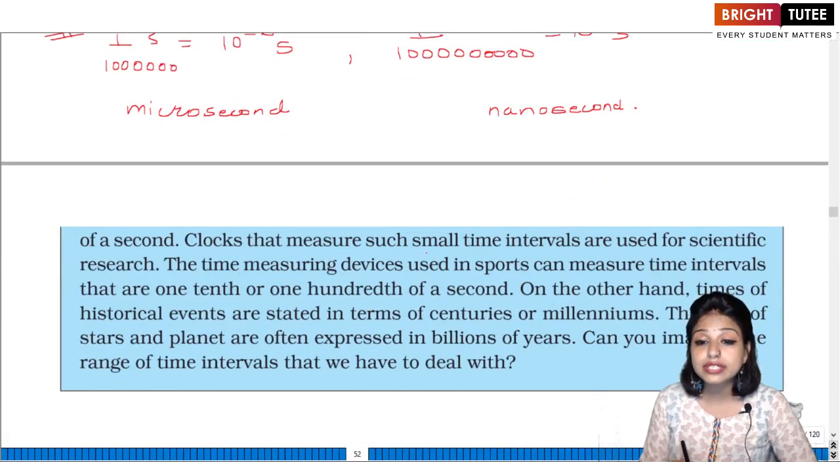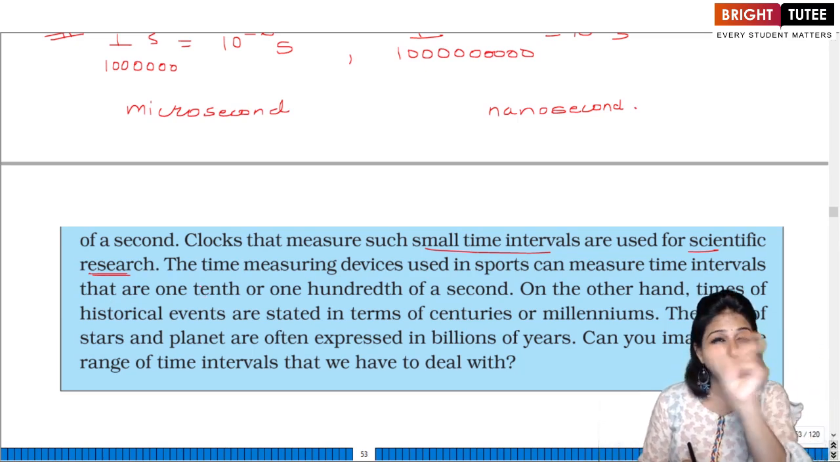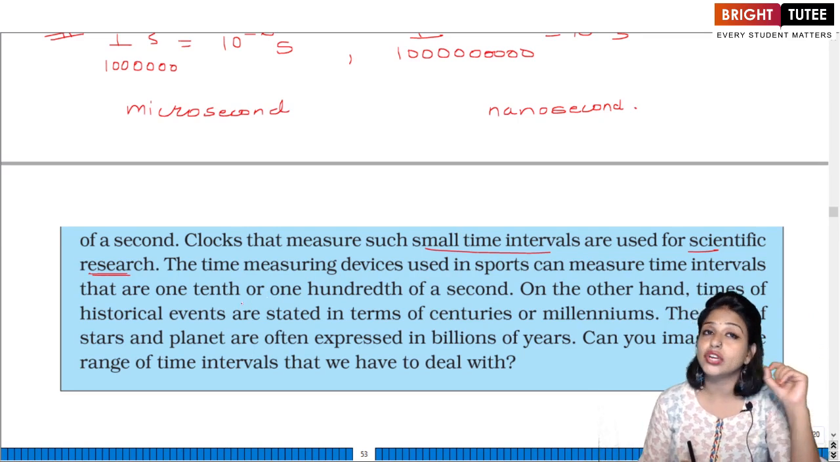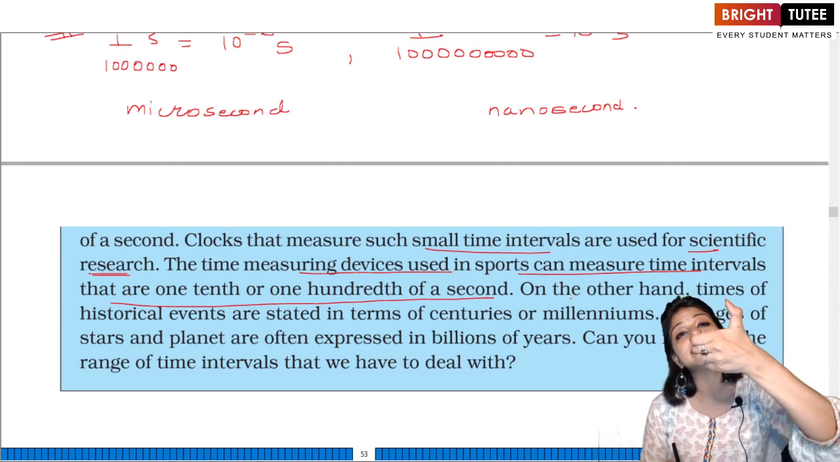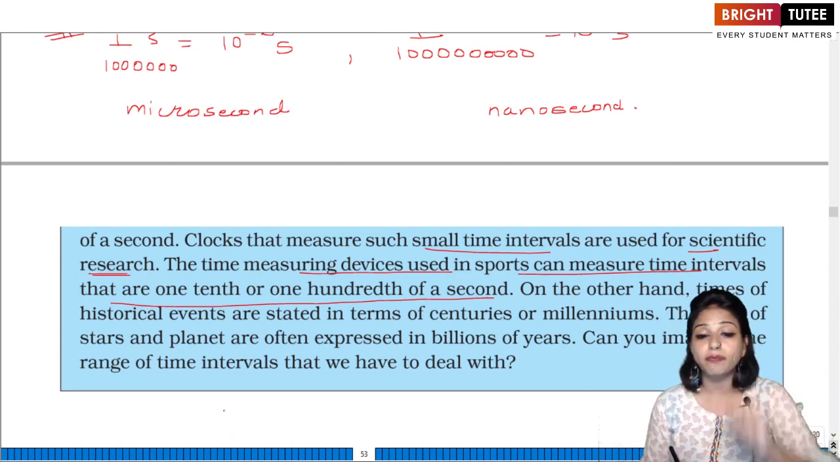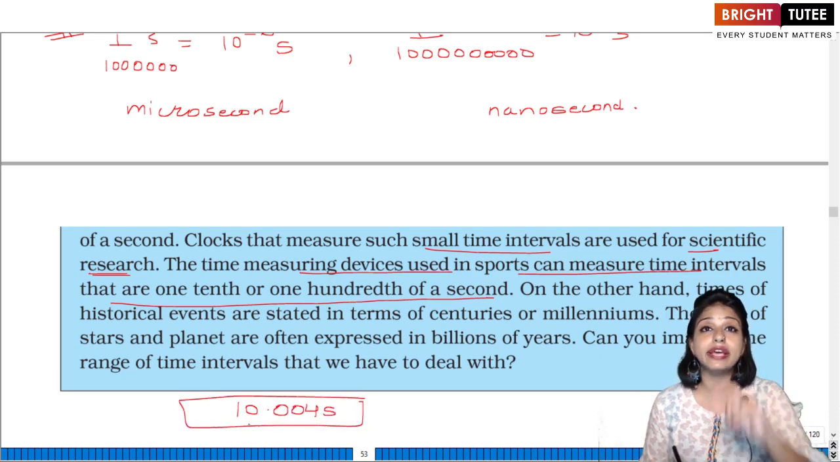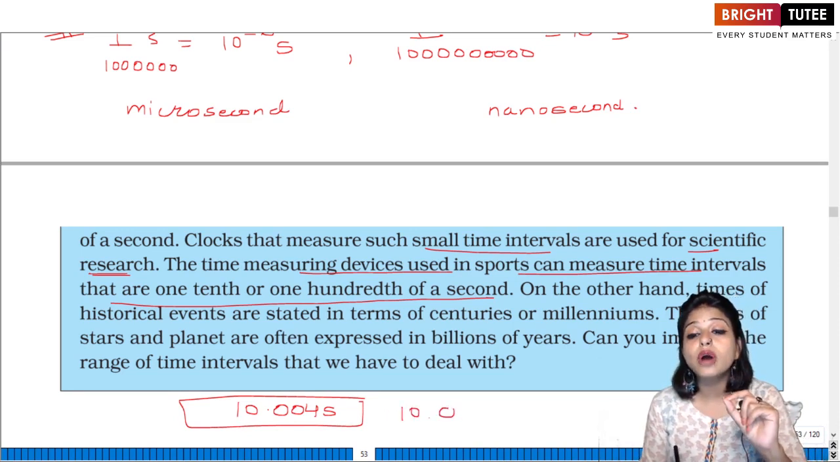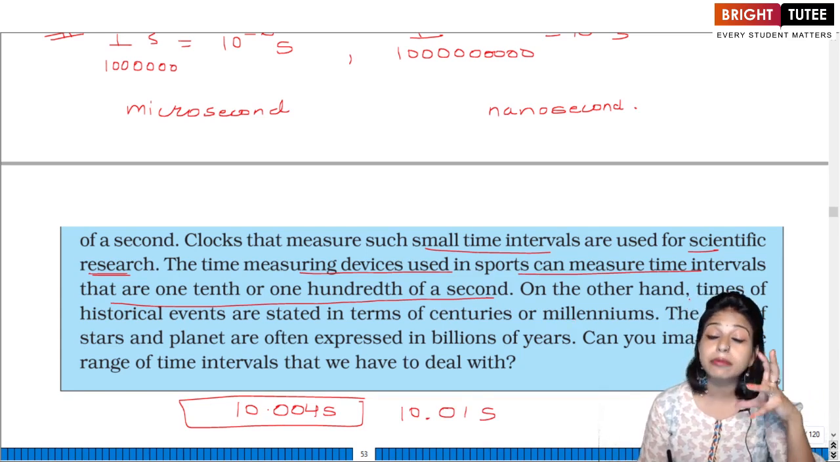Clocks that can measure such small time intervals do not use quartz crystal. They are used for scientific research, and they use even more precise vibrations that are so quick that we can measure a shorter time period. The time measuring devices used in sports can measure time intervals of 1 upon 10th or 1 upon 100th of a second, like 10.04 in a race. In a race, a person can win by a 1 or 200th of a second difference. This is where time becomes very crucial.